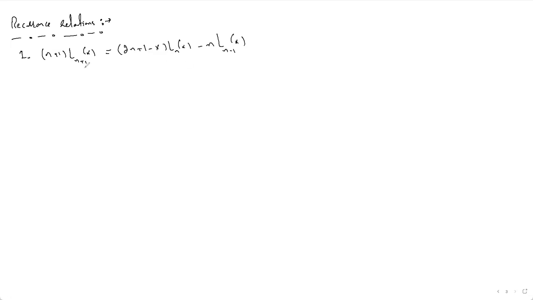We have to prove this relation. So how will we prove it? Again, we will start with a generating function. So I will say that 1 divided by 1 minus t, e raised to power minus xt by 1 minus t, is equal to the summation over n running from 0 to infinity of L n of x, t raised to power n. So what is the next step? I will just differentiate this equation with respect to t.